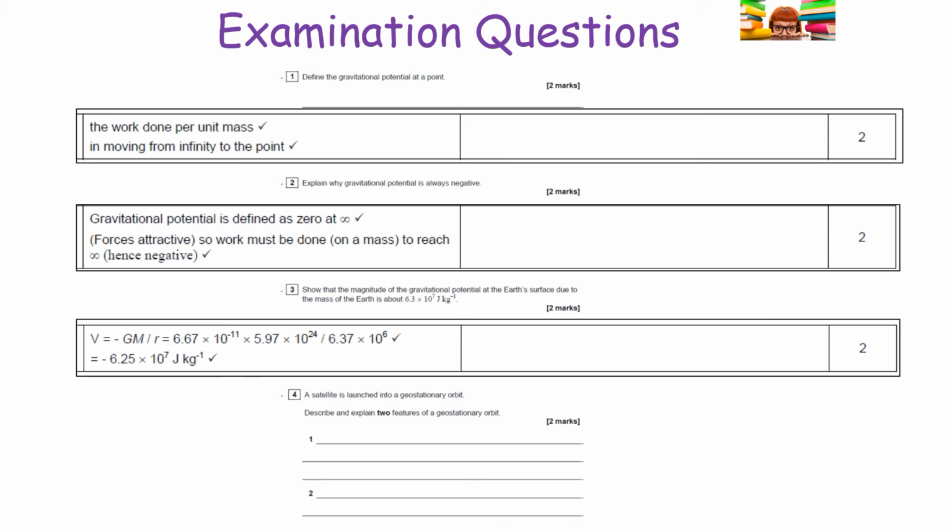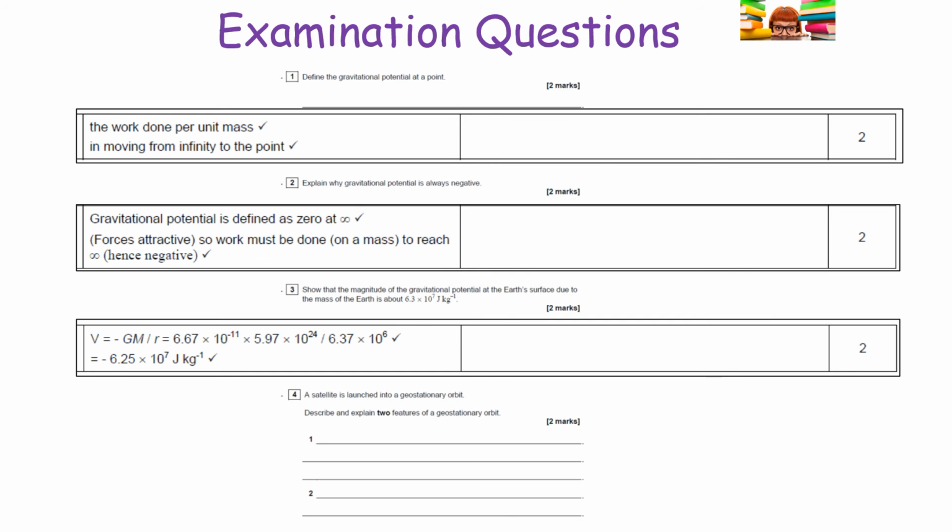The mass of the Earth, which you know is given in the equation book, is 5.97 times 10 to the 24 kilograms, and then we know our distance, because again you're given the radius of the Earth in your examination book, is 6.37 times 10 to the 6 meters. Pop it all through and you get 6.25 times 10 to the 7 joules per kilogram.